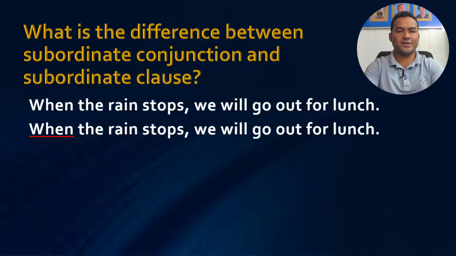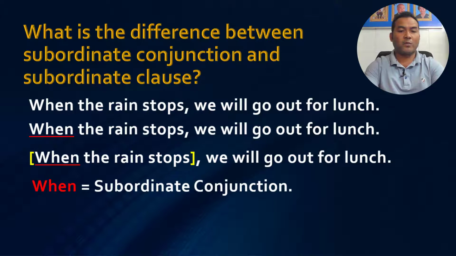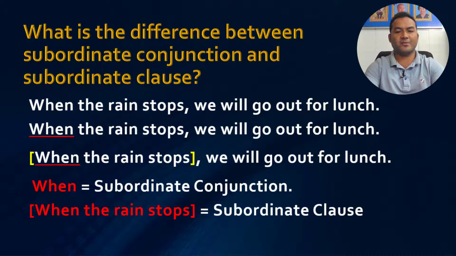So what is the function of when now? When functions as a subordinate conjunction when it stands alone, but when it stands in a group, we call it a subordinate clause. So when here is a subordinate conjunction, and when it is in the parentheses, we call it a subordinate clause, as I mentioned earlier. When is a subordinate conjunction, and when the rain stops is a subordinate clause.